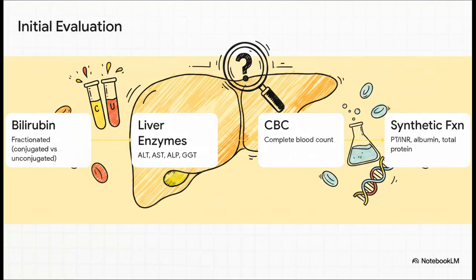Your patient is in the bed, and you need data like yesterday. We need to pull a CBC, liver enzymes, ALT, AST, ALP, GGT, and check tests for synthetic function. But here's the absolute game changer, fractionated bilirubin. You absolutely must know how much of that bilirubin is conjugated versus unconjugated. That one result literally unlocks the rest of your clinical workflow.